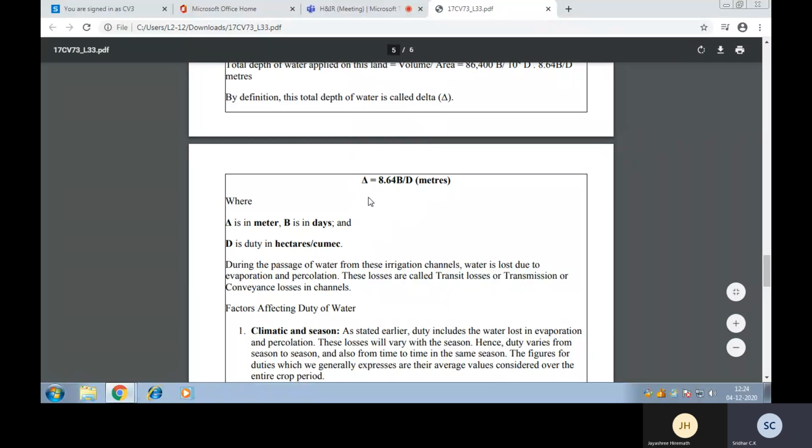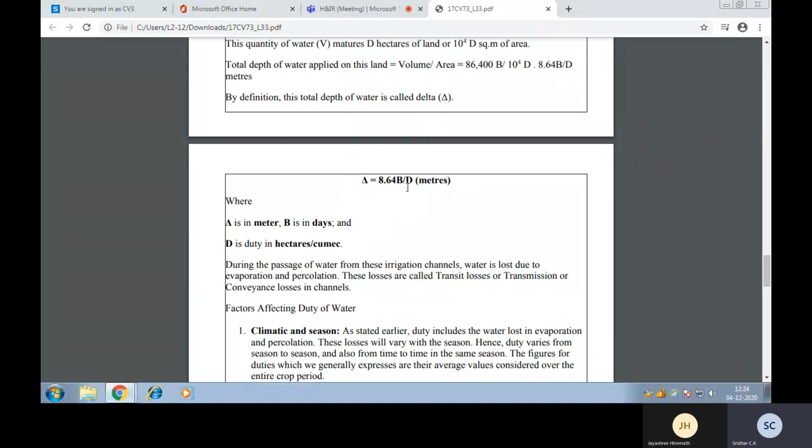If you go into the depth of understanding here, duty is the capacity of 1 cubic meter per second of discharge to irrigate the land. It is expressed in hectares per cubic meter per second, and B is the base period. So the entire value is expressed in meters. This is a very, very important relation.